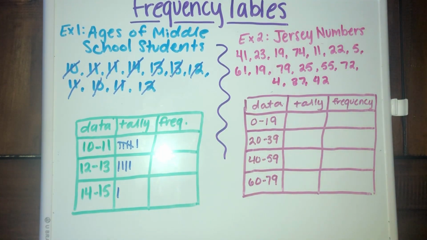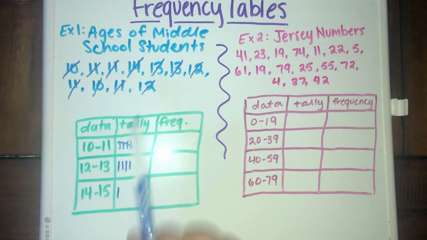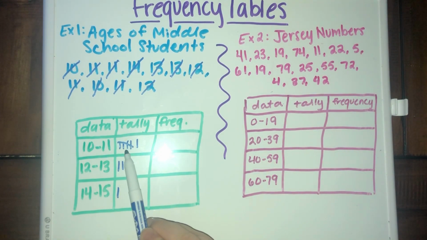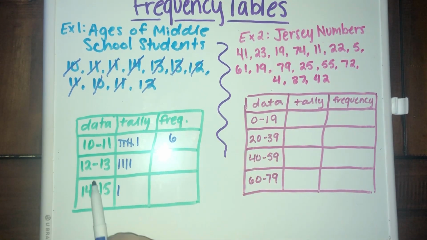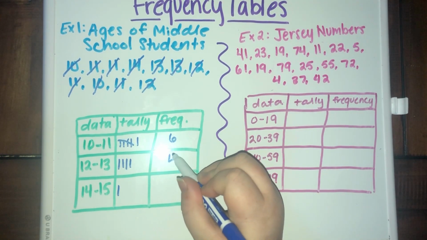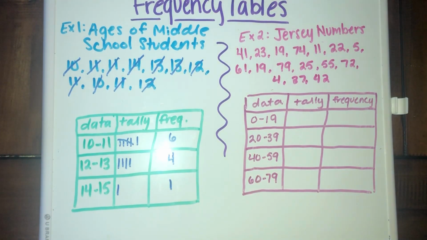And we're done. So we've got all of our tallies. Go through and double check and make sure you didn't miss any data points. And then all you do from this step, guys, is count how many tallies you have. So here we've got 6. Here we've got 4. And from 14 to 15, we only have 1.